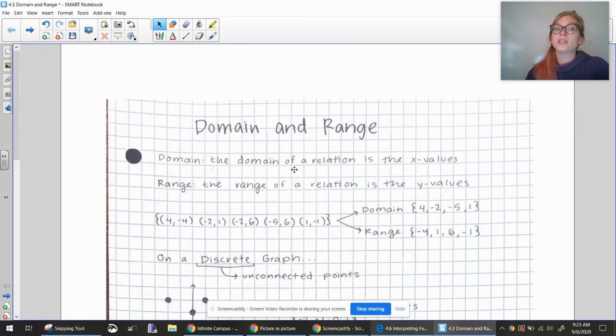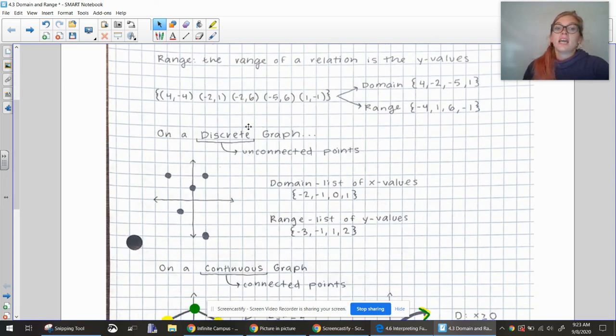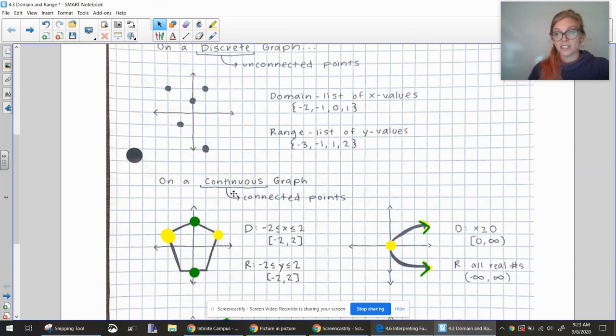So in this video, we learned that domain is all of the x values of a function, range is all of the y values of a function or a relation. That when we're listing domain and range from points, we never duplicate, so we always only write an x coordinate one time, even if it appears twice. And we learned how to find domain and range on a discrete graph and on a continuous graph.